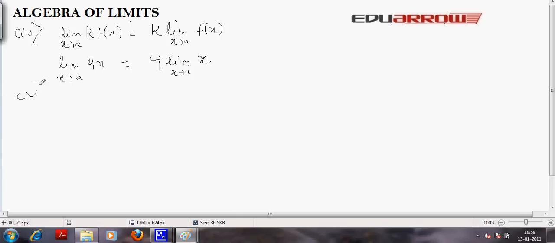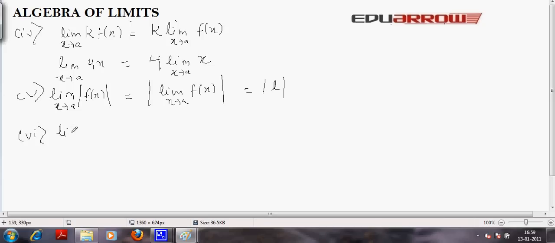Next result is limit x tends to a mod of f(x) is equal to mod of limit x tends to a f(x), that will be equal to mod of L. Next is limit x tends to a f(x) raised to g(x) will be equal to L raised to M.